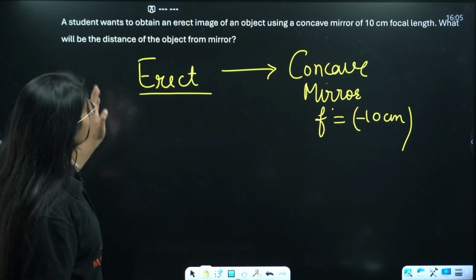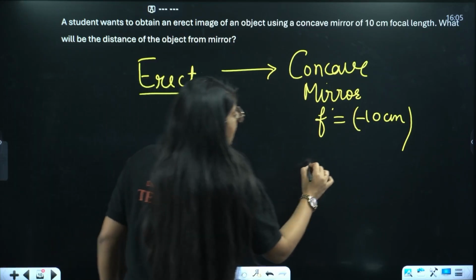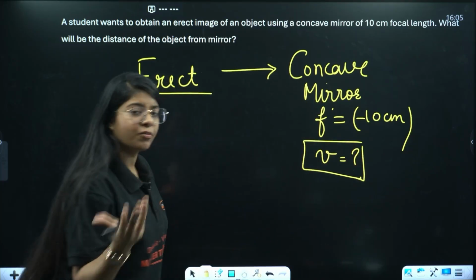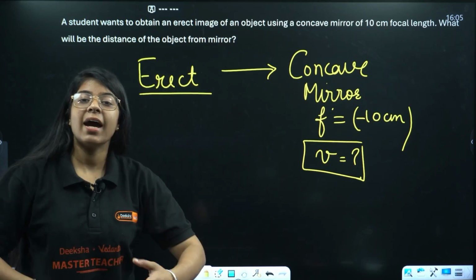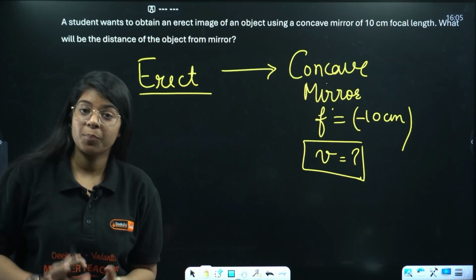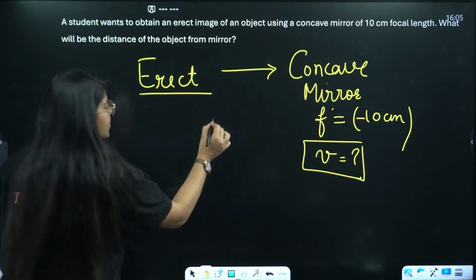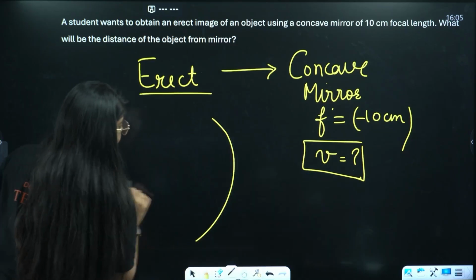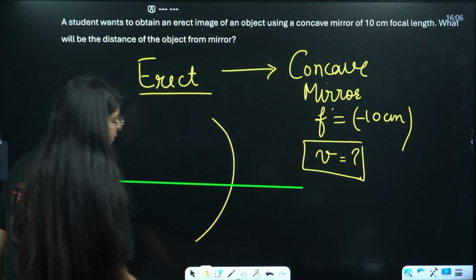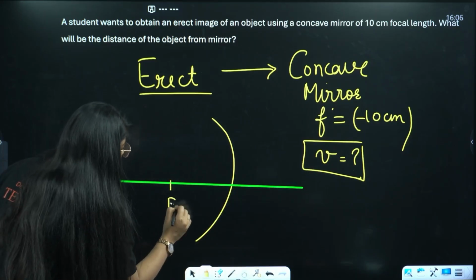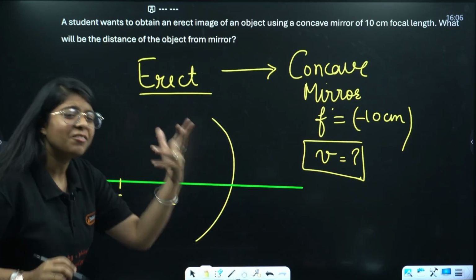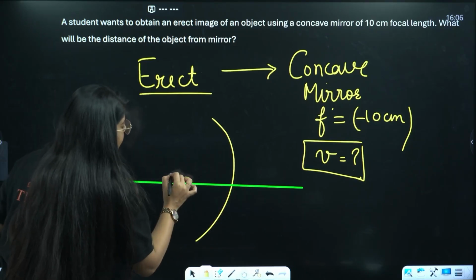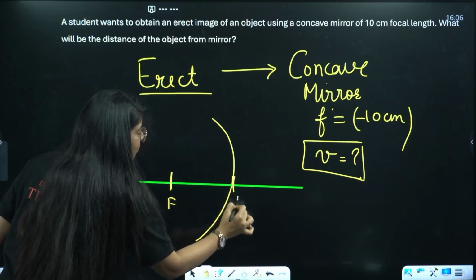What will be the distance of the object from the mirror? They are asking for the value of u, but in this case we are not given the value of v. So we just have to tell them where the object should be placed. Now this is my concave mirror, and this is the focus and this is the center of curvature. In only one case is an erect image formed. A virtual and erect image is formed in only one case, that is between the focus and the pole.